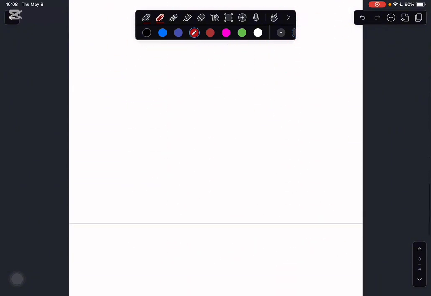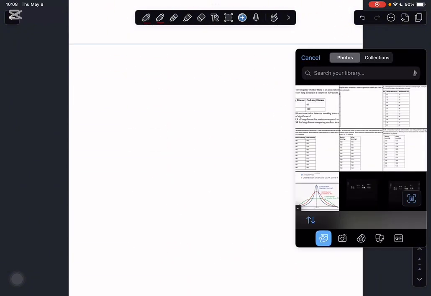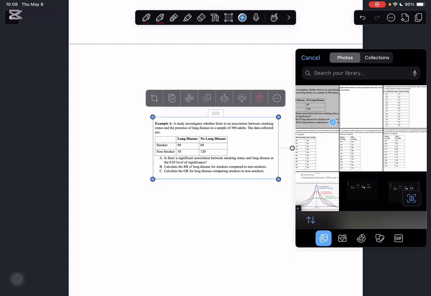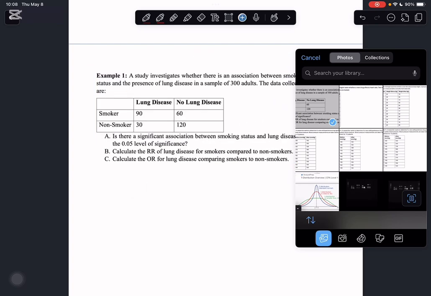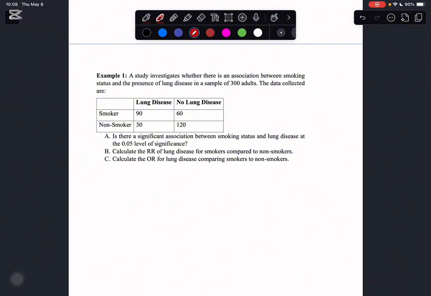And now let's go again, I'll put the question again. Okay, and what does the question say? We have two categorical variables, smoking and lung disease. We want to find if there's an association between them. Is there a significant association between smoking status and lung disease at 0.05 level of significance? They gave you the level of significance.